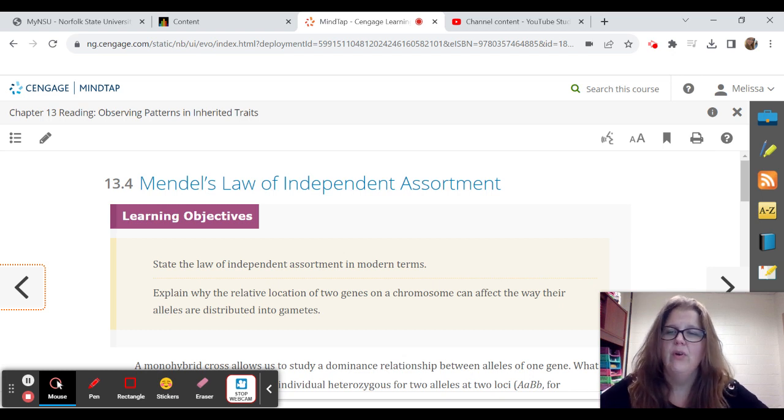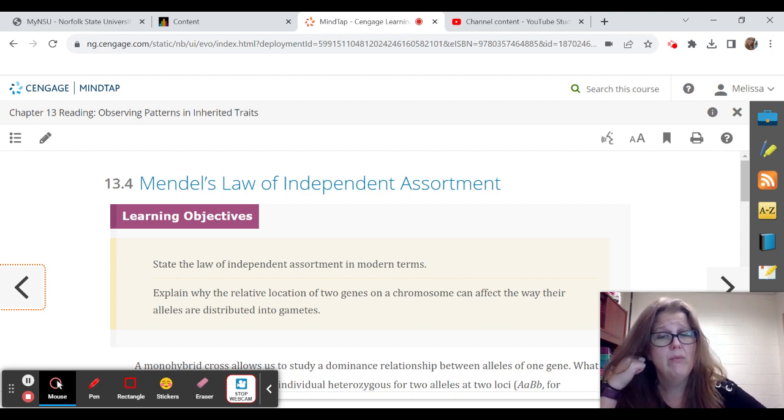All right, so on to 13.4, Mendel's law of independent assortment. In the previous section, we talked about the law of segregation, where the two alleles that a parent has for a particular trait get separated during meiosis. And we were talking about a monohybrid trait, so a single or monohybrid cross.